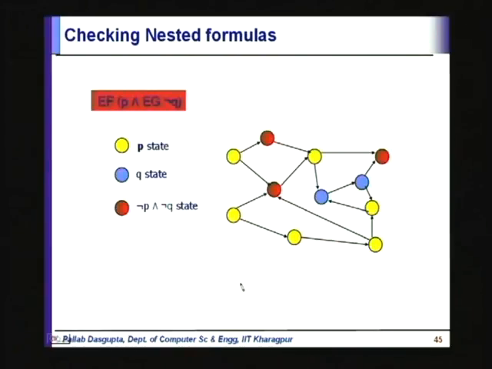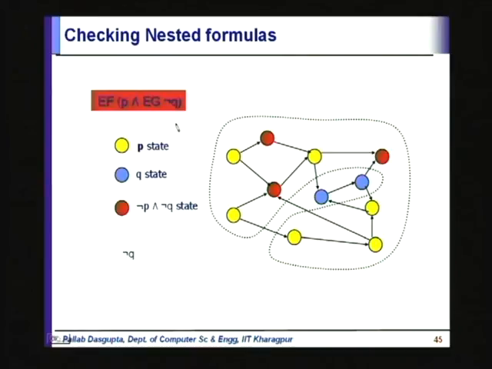So let us look at an example here. In this state machine, the yellow colored states are ones which satisfy P, the blue colored states are ones which satisfy Q, and the red ones are ones which satisfy not P and not Q. And the property is this one, EF (P and EG not Q). So we will start with the set of states satisfying Q and then find the set of states satisfying EG not Q.